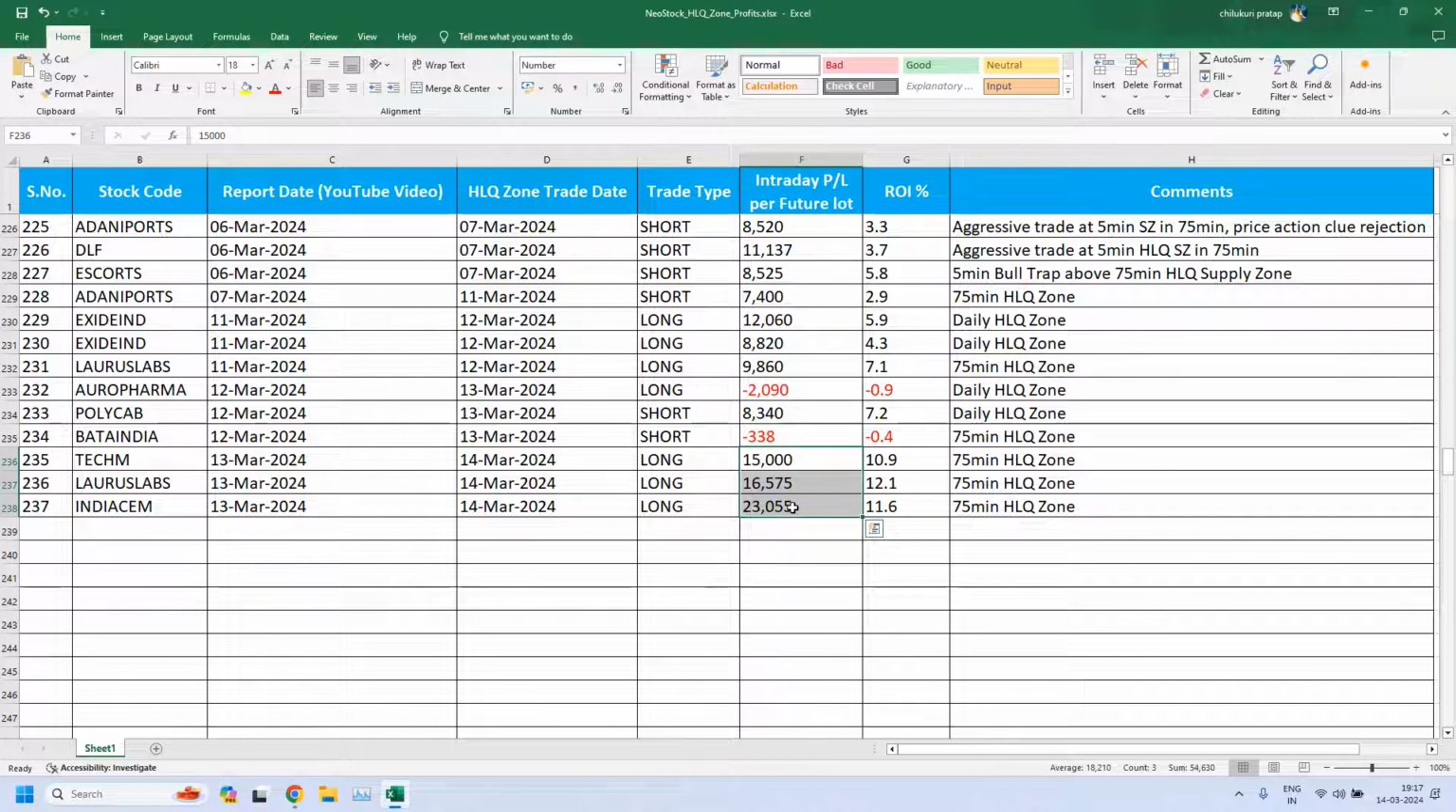Everybody is having fears, and whoever has fears would not have taken the trades. But today they have given extraordinary ROI. See, all of these: 11.6%, 12.1%, 10.9%.